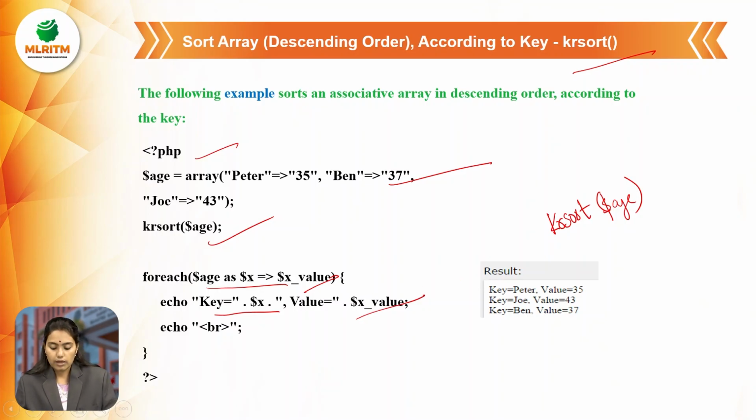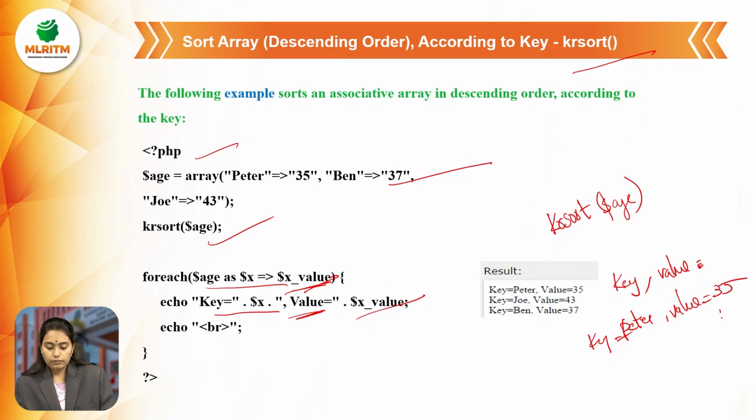So what is the key value? Key value is key. Coming to value is x value. Value equal to what? First one is Peter, key equal to, value equal to 35. After that 43. After that 47. Yes, because we want it in the form of a descending order, right?